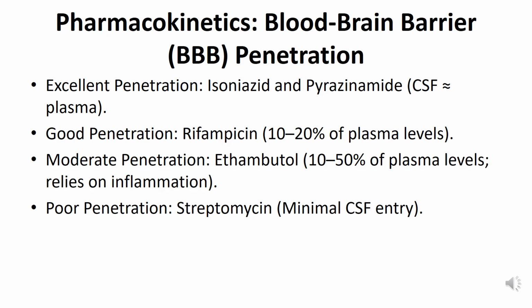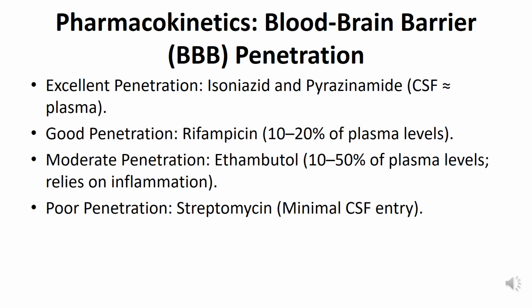Next is rifampicin. Rifampicin also enters the central nervous system, but to a lesser extent. Typically, cerebrospinal fluid concentrations reach about 10 to 20% of plasma levels. Although this penetration is lower than that of isoniazid or pyrazinamide, rifampicin remains highly valuable because of its potent bactericidal and sterilizing activity. Even at these concentrations, it plays a critical role in eliminating Mycobacterium tuberculosis from the CNS.